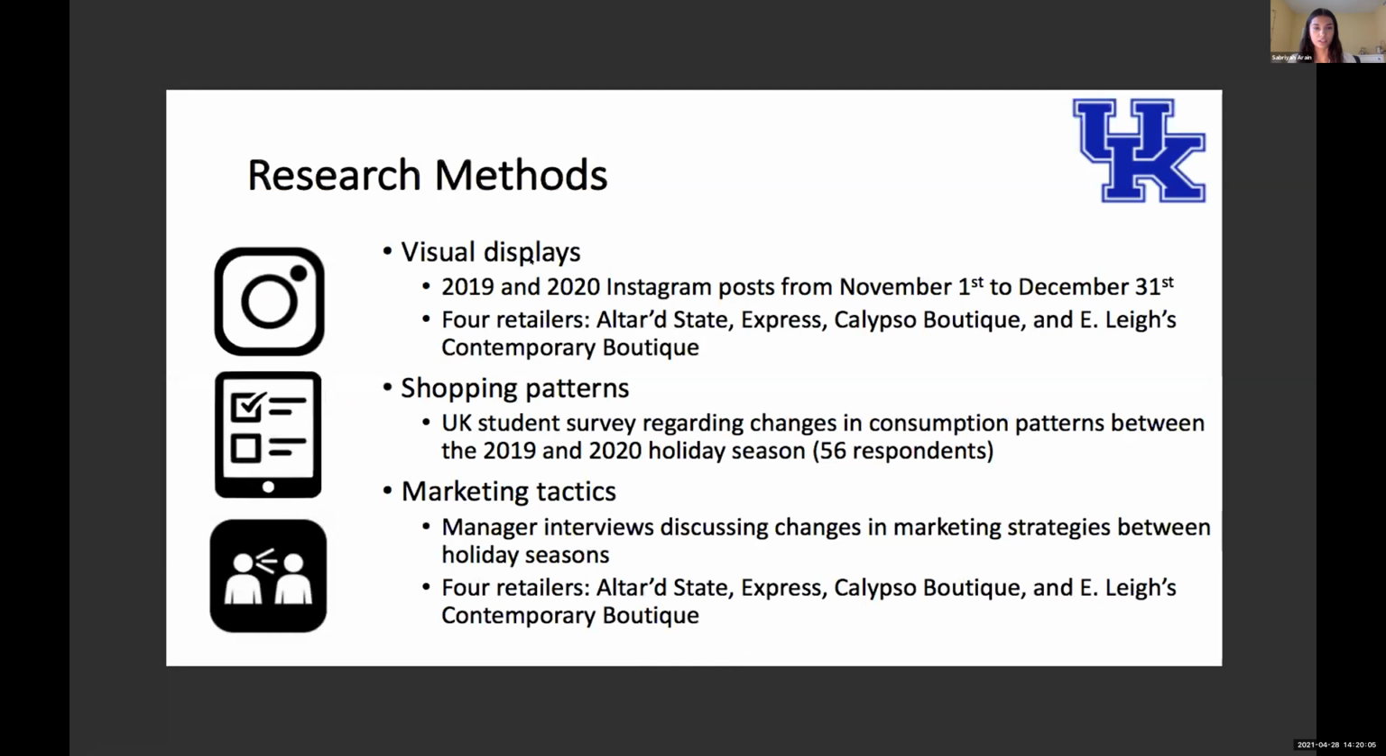So to analyze visual displays, I chose to look at Instagram posts from 2019 and 2020 during the holiday season, which is roughly from November 1st to December 31st. I chose to analyze 4 different retailers, which were Altered State, Express, Calypso Boutique, and Ely's Contemporary Boutique. All of these retailers have similar product lines and similar target markets, so I thought that it would be good to compare them. And I chose to analyze the 2 mall stores, which were Altered State and Express, because I wanted to see how the pandemic has affected the retail industry on a more national level. And then I chose Calypso Boutique and Ely's Boutique because I wanted to see how the pandemic affected retailers on a more local level as well.